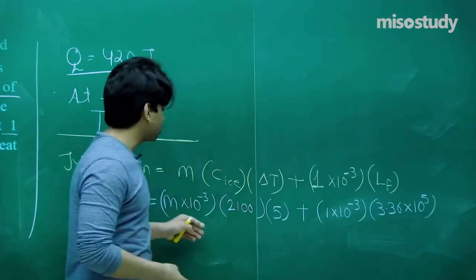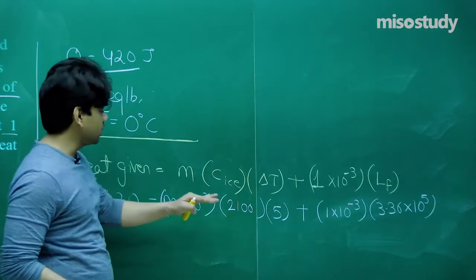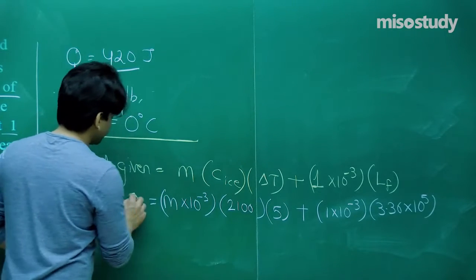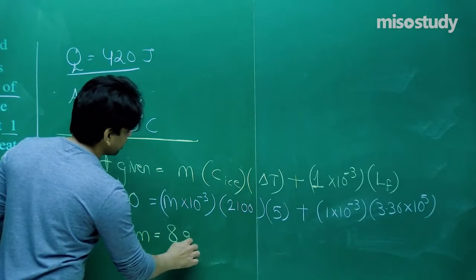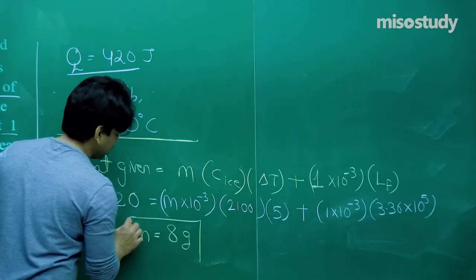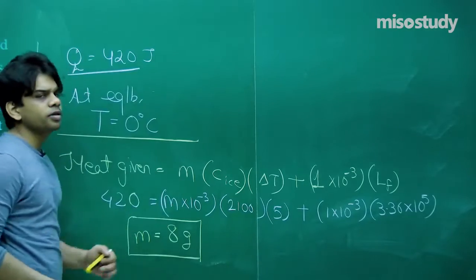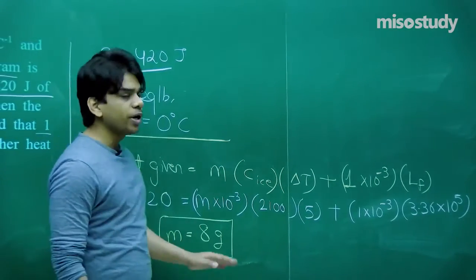So after solving this, only calculation part is left. We can easily solve this. After solving this, you will get m is equal to 8 grams. Only calculation part is left, that can be easily checked. You'll be finding that m is equal to 8 grams.